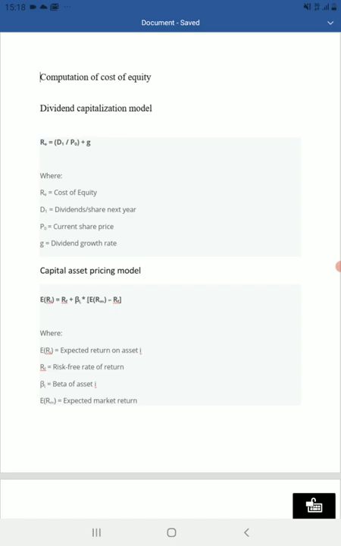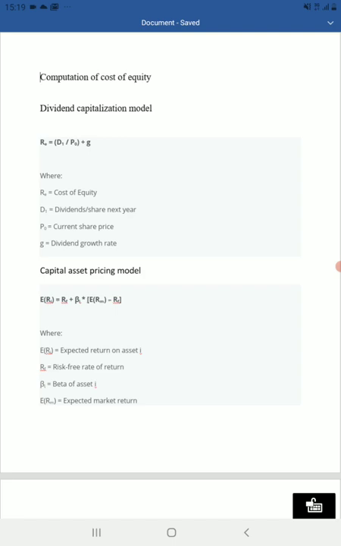For example, the next year dividend: so long as a company is publicly listed, that information will be available publicly through the presentation or submission to the stock exchange on a quarterly basis about the performance of the business. So you get the information there. Current share price, you also get. For example, there are websites like Yahoo Finance, Bloomberg, Google Finance, and many others where you can get the information about the current price, which is the real running price, and the dividend growth rate.